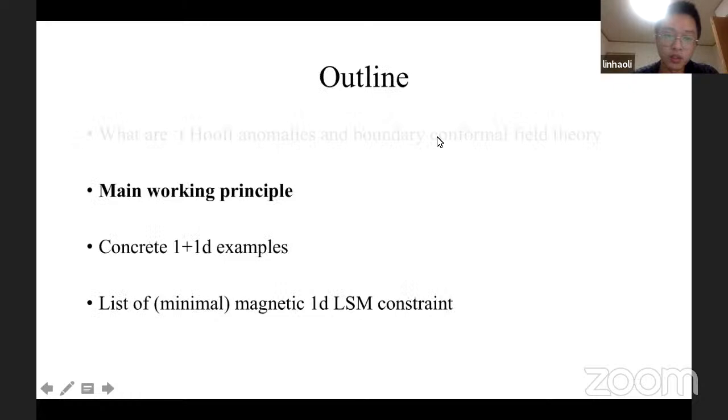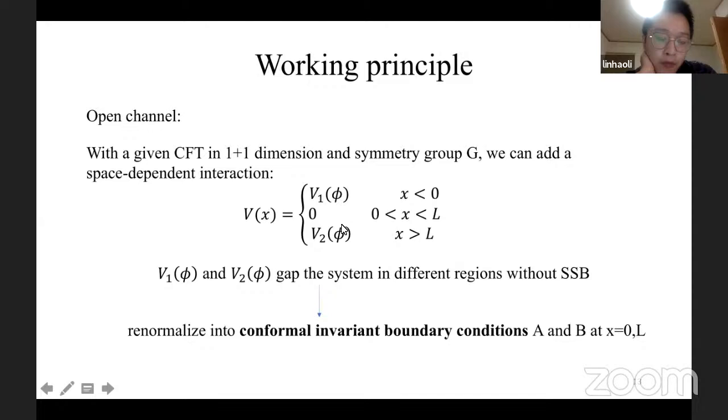Now let me give the main working principle in our paper. So we first consider a conformal field theory in 1+1 dimensions with a given symmetry group G. Then we will add a space dependent interaction. When x is smaller than zero, we add V1. And when x is larger than L, we add V2. Both V1 and V2 are assumed to gap the system without symmetry breaking. And then only the middle part is still gapless. At low energy, these two local interactions will be renormalized into two conformal invariant boundary conditions at x equals zero and L.